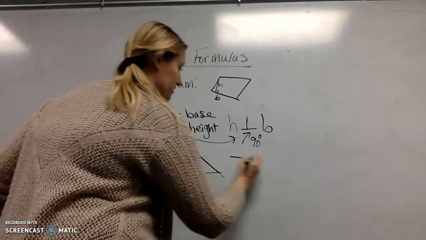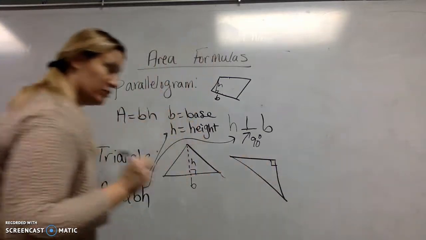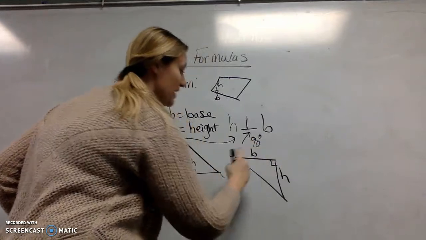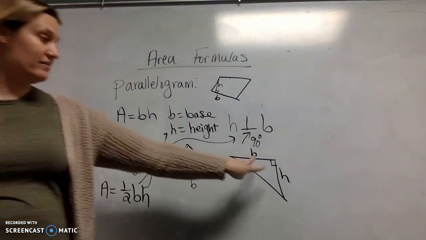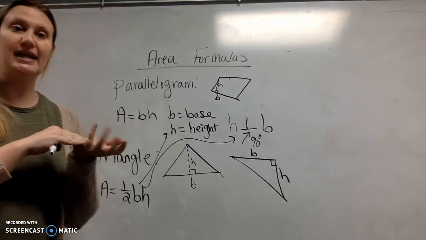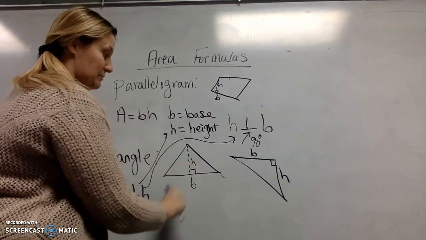Now, sometimes you have a right triangle, which means your side lengths form a right angle. This is your height and this is your base. So in this instance, our side lengths can be our height and base because they make the 90-degree angle. Notice also, our base is not always the bottom side.